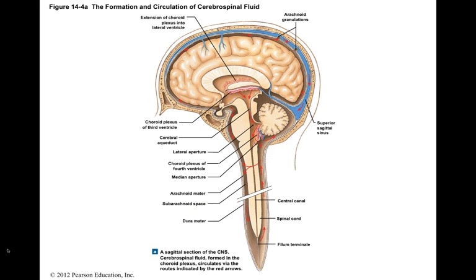Cerebrospinal fluid then circulates around the brain and the spinal cord and is reabsorbed by arachnoid granulations, which project into the veins of the dural sinuses. Inside each ventricle is a specialized capillary called the choroid plexus, where cerebrospinal fluid is produced.